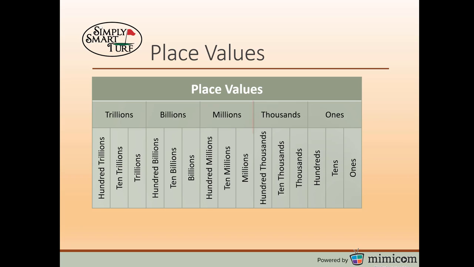Look at thousands. You have 100,000s, 10,000s, and thousands. And in millions, you have again 100 millions, 10 millions, and millions. And so on, including billions, where you have 100 billions, 10 billions, and billions, and trillions, where you have 100 trillions, 10 trillions, and trillions. It continues on, but for the most part, we're just going to use these periods to help us get acquainted with place values and how the periods work.